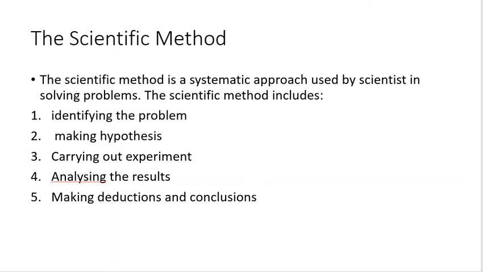So after analyzing the results, if it proves that the hypothesis is correct, then other experiments may be planned to test it further for verification. If the results fail to prove the hypothesis, then that idea is put aside and a new one is selected for testing. And that is what is involved in making deductions and conclusions.